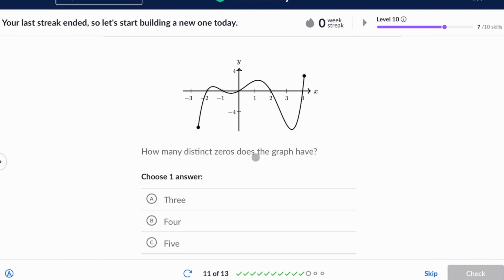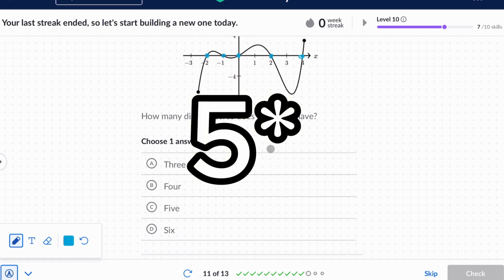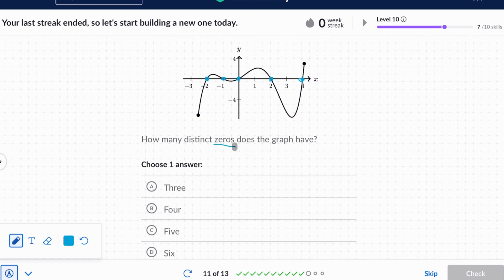How many distinct zeros does this graph have? So we can label the zeros. We see we have a 0 here, this right here is a 0. Negative 2, 0. Then we got a 0 at negative 1, 0. We have a 0 at 0, 0. We also have a 0 at 2, 0. And we have a 0 at 4, 0. So there are 4 distinct zeros. The zeros also mean the x-intercepts or the solutions.